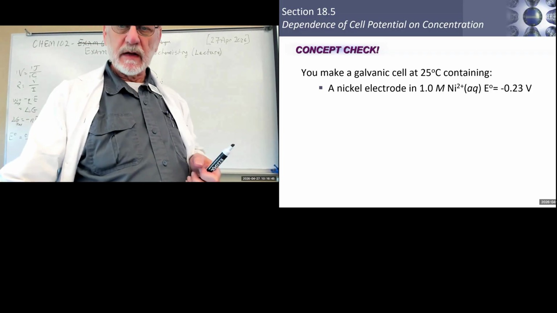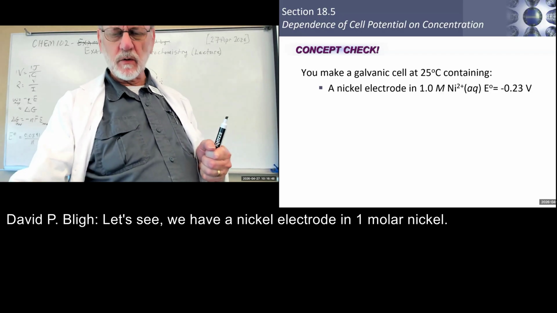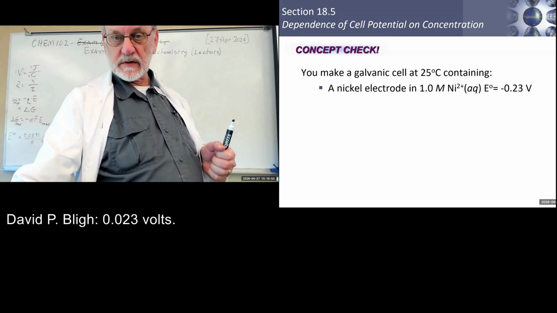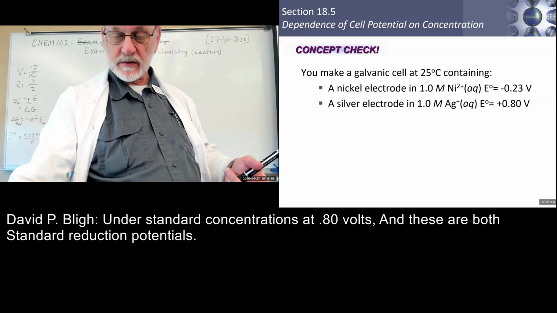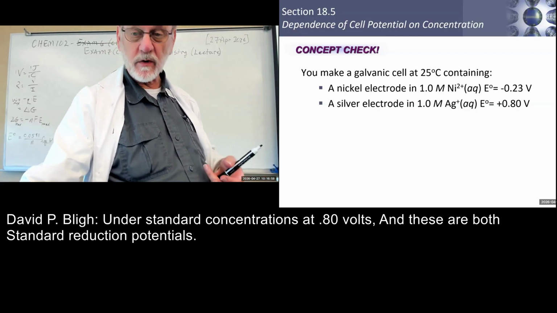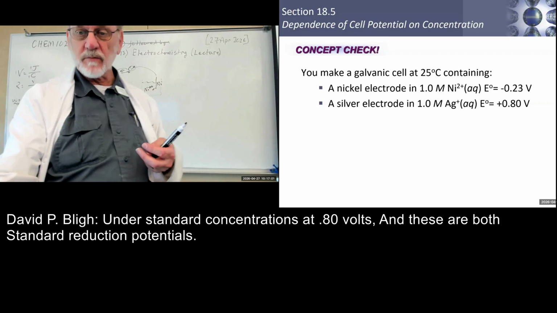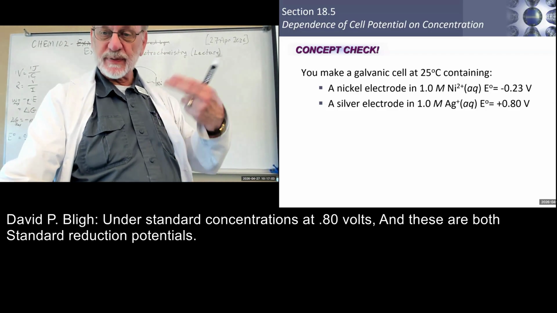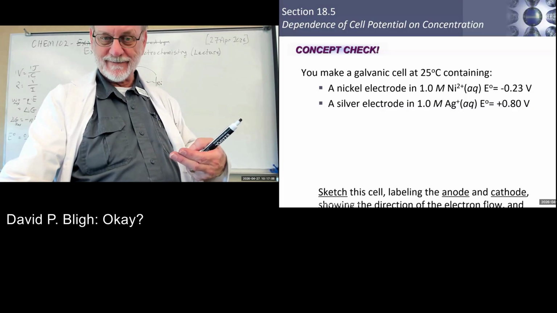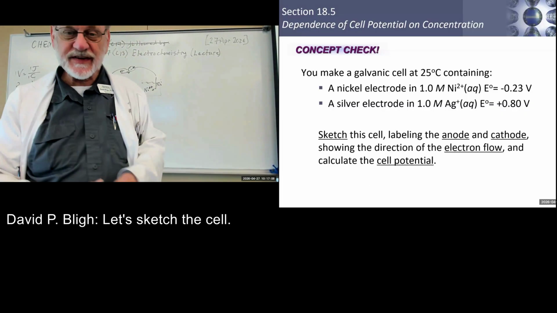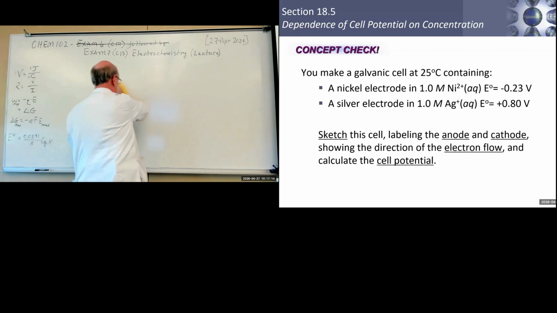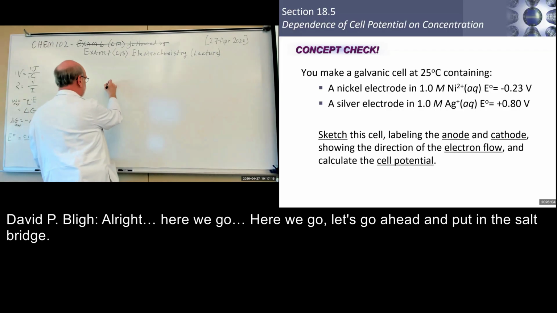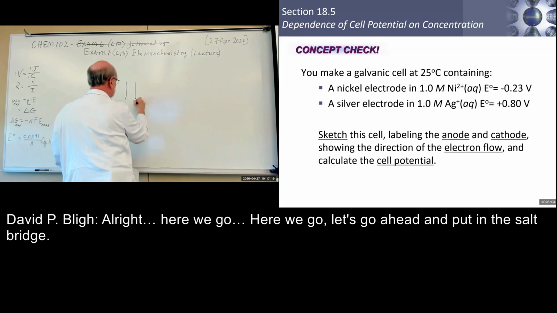Okay, another one. We have a nickel electrode in 1 molar nickel, -0.23 volts. Then we have a silver electrode under standard concentrations at 0.80 volts. And these are both standard reduction potentials. Okay, let's sketch the cell. All right, here we go. Let's go ahead and put in the salt bridge.